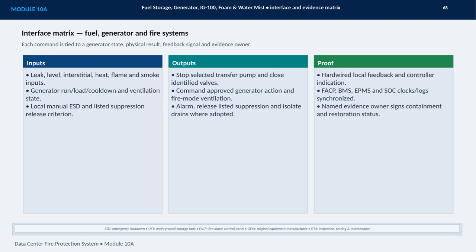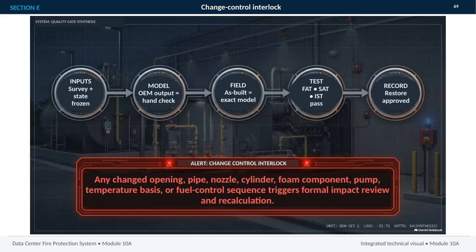That assignment turns a command into a traceable, reviewable event rather than an assumption. This slide presents the quality gate synthesis for the fire protection system, and it shows how each stage must connect before the system can be accepted and maintained. We begin with the inputs. The survey and system state are frozen, creating a controlled baseline.